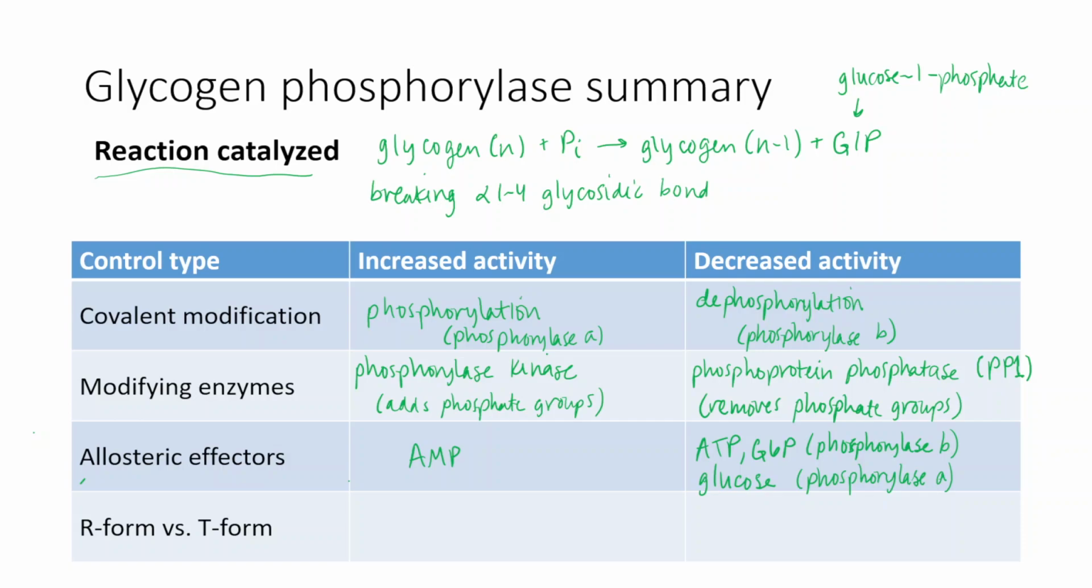So that brings us to the last part of our table, the R form and the T form. So is the R form for increased or decreased activity? Yeah, it's increased. And what about the T form? Decreased.